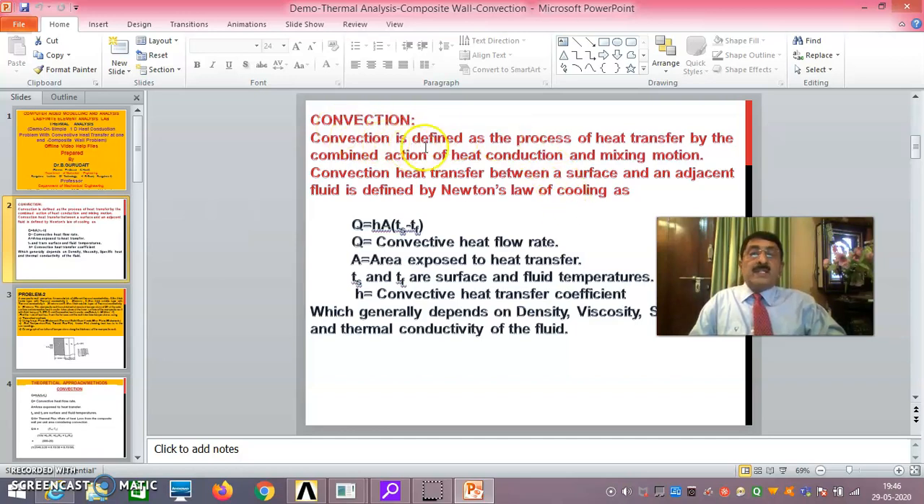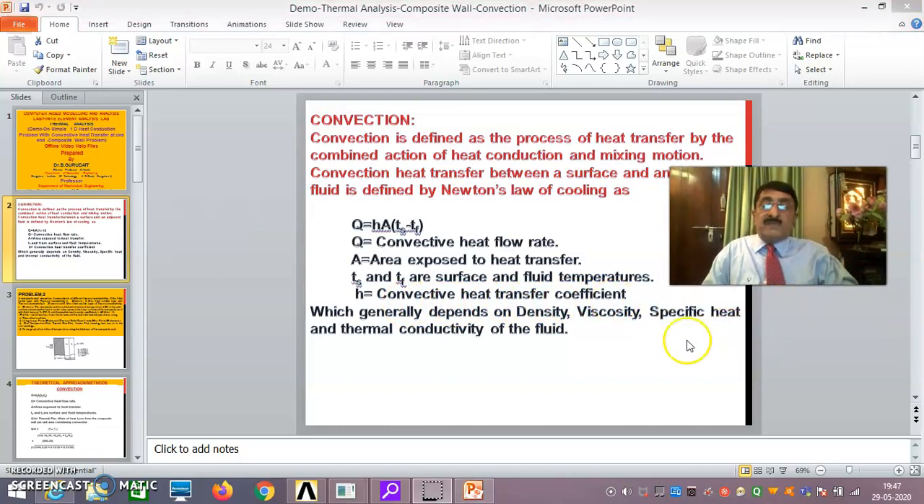Convection, you remember, is defined as the process of heat transfer by the combined action of heat conduction and mixing motion. Convection heat transfer between the surface and an adjacent fluid is defined by Newton's law of cooling as Q equals hA(Ts minus Tf), where Q is the convective heat flow rate, A is the area exposed to heat transfer, Ts and Tf are surface and fluid temperatures, and h is the convective heat transfer coefficient, which generally depends on density, viscosity, specific heat and thermal conductivity of the fluid and other things.